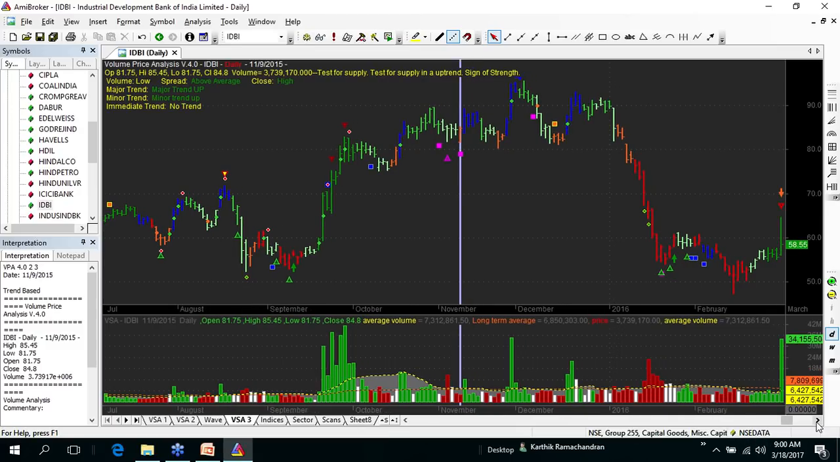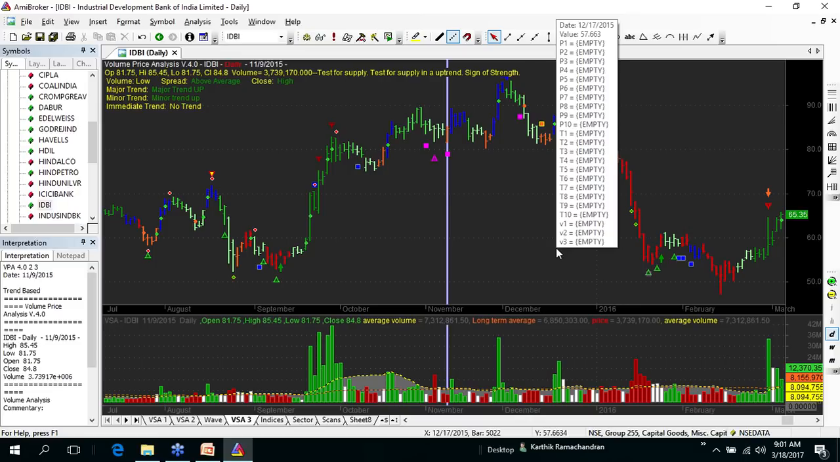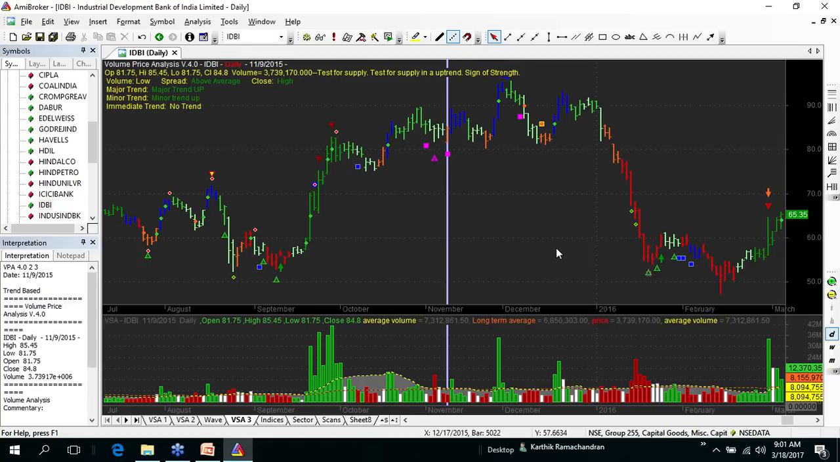There is a question from Mr. Jackie. His question is, should the supply be above and the demand below? I didn't get it. What do you mean by supply above? He's asking whether supply should be above and demand should be below. Okay, I can understand, because normally we consider supply as the resistance above and the demand below, right?